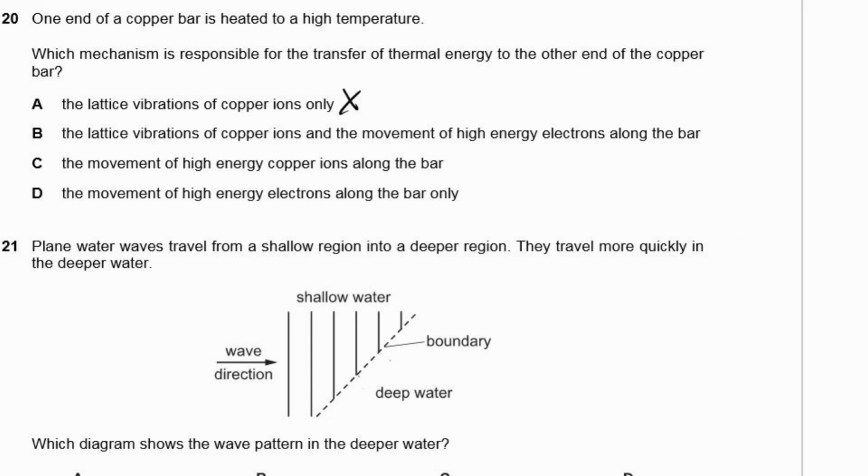B, the lattice vibrations of copper ions and the movement of high energy electrons along the bar. Yeah, they get high energy, they're bouncing around, that passes on, that would work. C, the movement of high energy copper ions? No, they don't move very much. And D, the movement of high energy electrons along the bar only. No, it's a mixture of both of them. There we are. Option B.